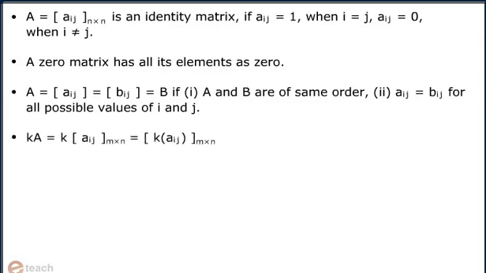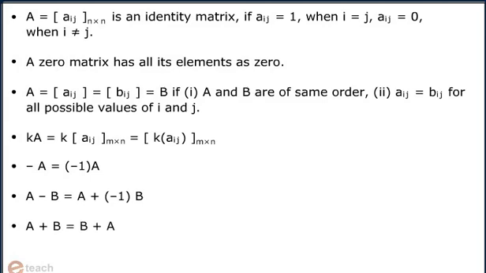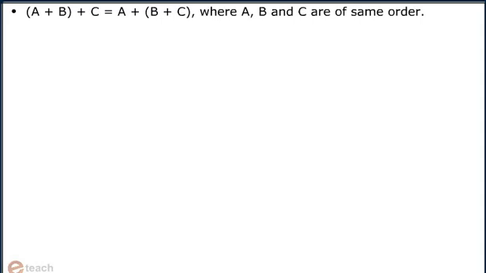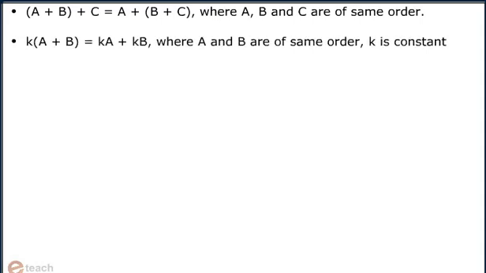kA equals k[aij] m × n, which equals [k aij] m × n. −A is equal to (−1)A. A − B is equal to A + (−1)B. A + B is equal to B + A. (A + B) + C is equal to A + (B + C), where A, B and C are of the same order.